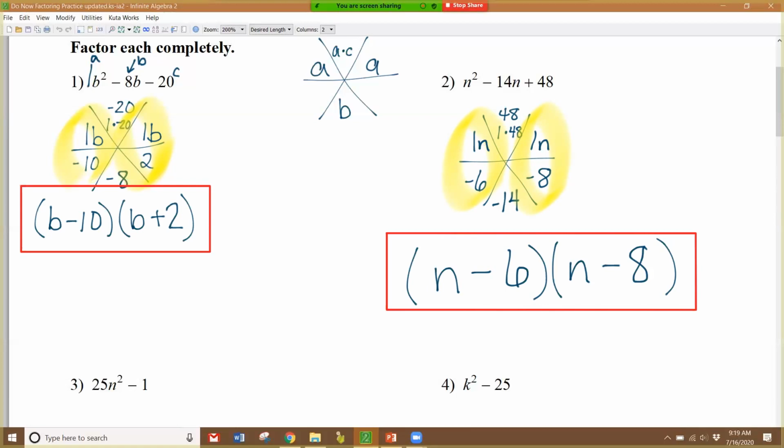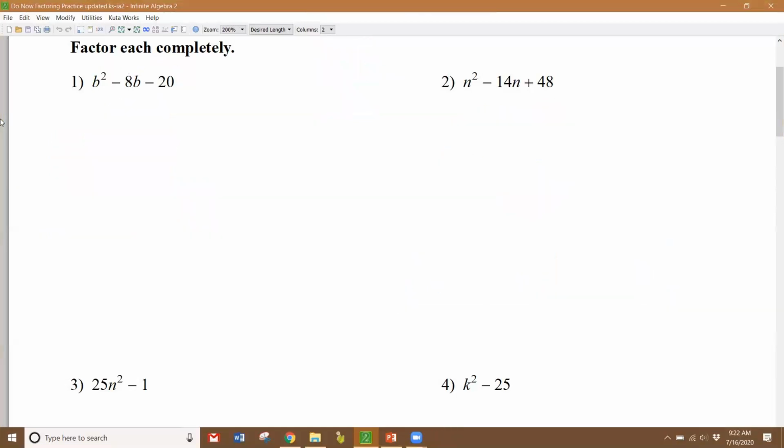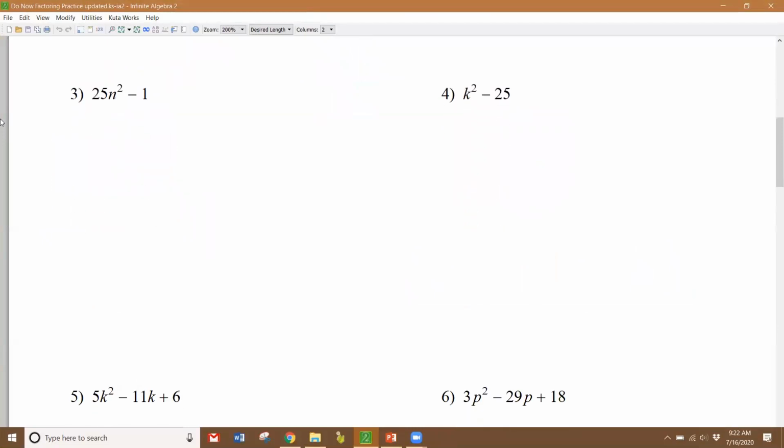Questions on these 2? So, did you get the same answer? Then you're good. So this is just how we teach it. There are other ways to do it. I was taught a different way when I was in school too. So that's fine.